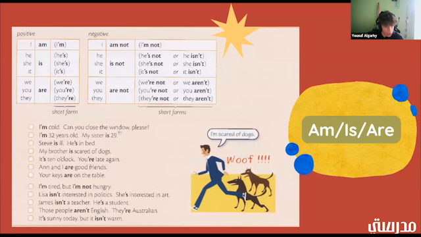I'm 32 years old. My sister is 29. Is that positive or negative? Positive. Good. Steve is ill. He's in bed. Is that positive or negative? Positive. Good. My brother is scared of dogs. Positive or negative? Positive. Okay. It's 10 o'clock. You're late again. Is that positive or negative?